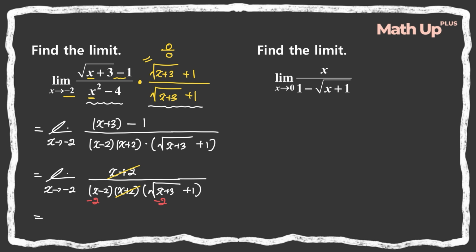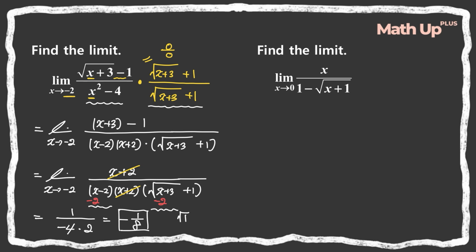So this limit is equal to 1 over (-2 minus 2), so -4, times, here, square root of 1 plus 1, so 1 plus 1, 2, right? So that is equal to -1 over 8.